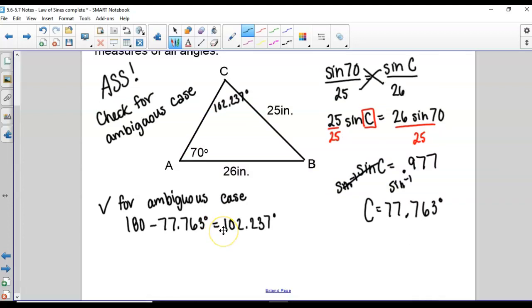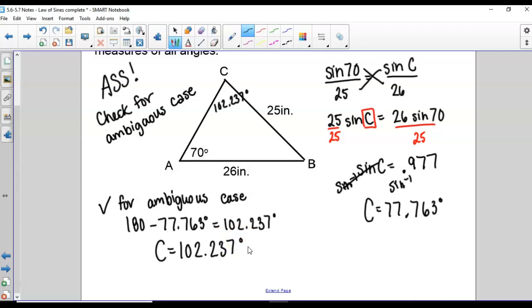So what we have here is called the ambiguous case. So given the measurements that we have, there are two triangles that are possible. So whenever I see them, I always am sad about it because ambiguous case problems are going to be twice the work of regular problems, especially if they're asking you to solve the triangle. So C can equal 77.763, but C also equals 102.237 degrees.